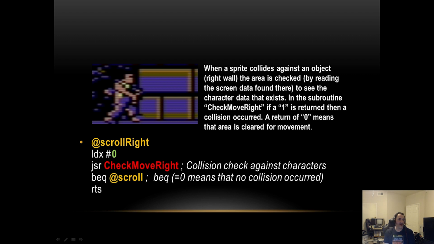When the sprite collides against an object, you can see the right wall here, that area is checked by reading the screen data found there to see the character data that exists. In the subroutine check move right, if a 1 is returned, then a collision occurred. A return of 0 means that the area is cleared for movement. So to reiterate, if he's bumping into this wall, this subroutine right here, when you call it, will actually return a 1, but if he doesn't bump in, it's going to be set to a 0.